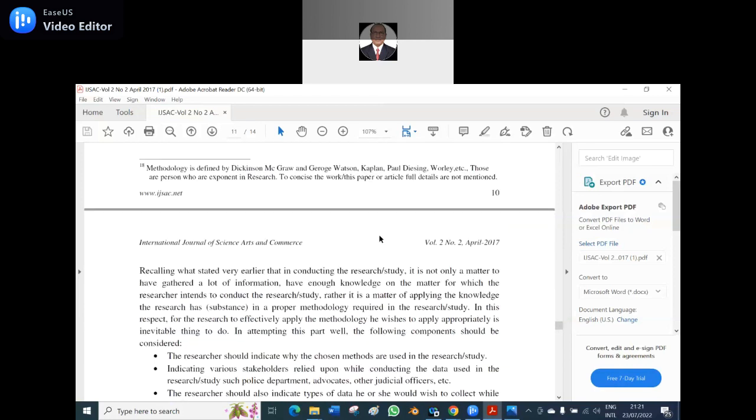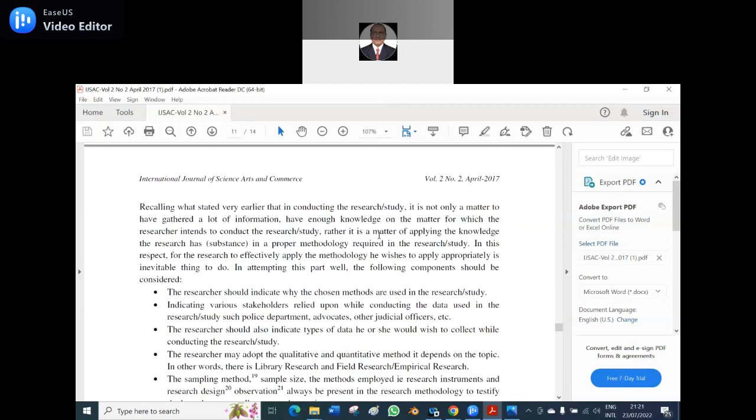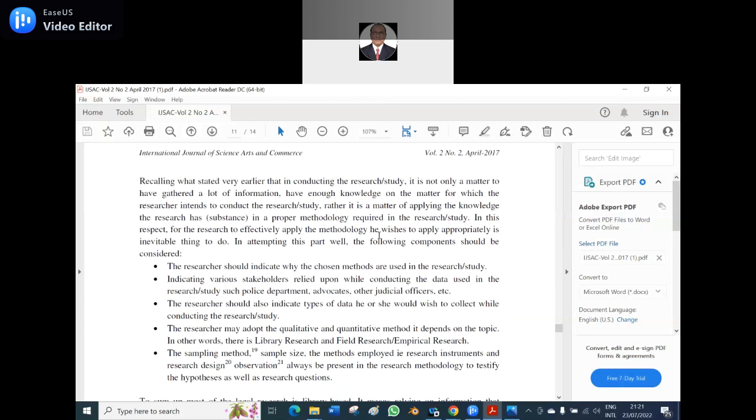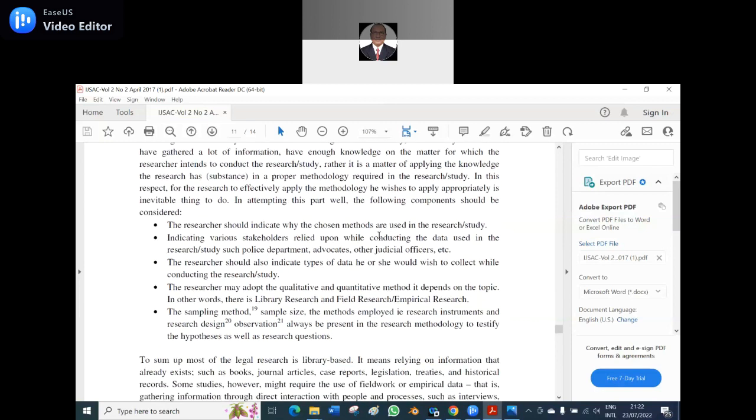Yes, and recalling what was stated earlier, in conducting research or a study, it is not only a matter of having gathered a lot of information and having enough knowledge on the matter on which the researcher intends to conduct the research. Rather, it is a matter of applying the knowledge the researcher has. The proper methodology is required in the research study. The researcher must apply the methodology he wishes to apply appropriately, which is inevitable, and it depends upon the topic which you have chosen.